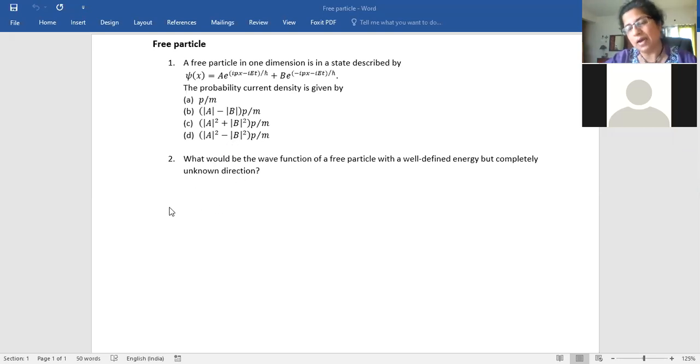All right, so here is now the second problem, again something you might have seen before. What we are asking is, what would be the wave function of a free particle with a well-defined energy, but completely unknown direction? So essentially, you're taking the solution of the time-independent Schrodinger equation, where that E is well-specified, so the particle energy is extremely well known. However, the direction is completely unknown.